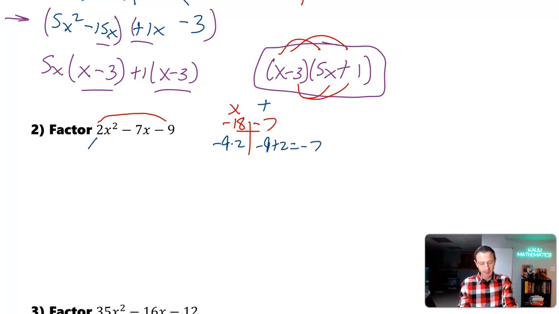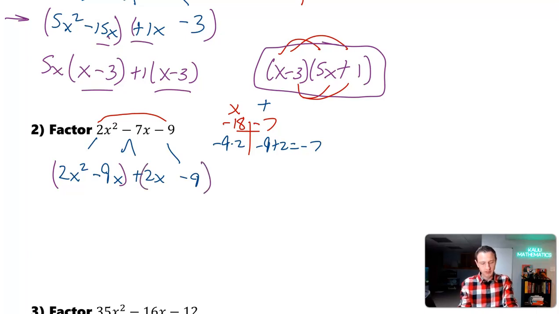So I'm bringing down my A term. My A term's not changing. I'm bringing down my C term, and I'm replacing my middle term with the two factors that worked. So negative 9x plus 2x. Now that we have 4 terms, I'm going to factor by grouping.